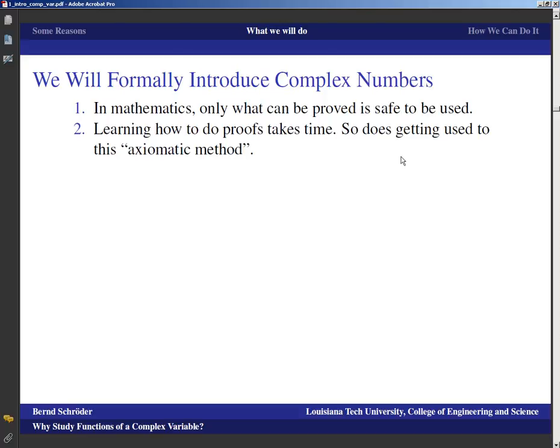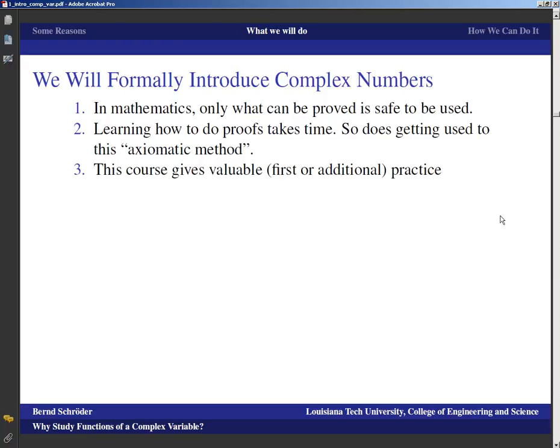Similar to learning how to do proofs taking time, it also takes some time getting used to the axiomatic method, which says, well, there are certain axioms, certain hypotheses from which we start, and everything else we have to derive from that. But again, this is essentially how mathematics, pure and applied, technically does work. We have a certain set of axioms, which is actually a fairly small set of axioms, and once we have established those axioms, everything else is derived from them.